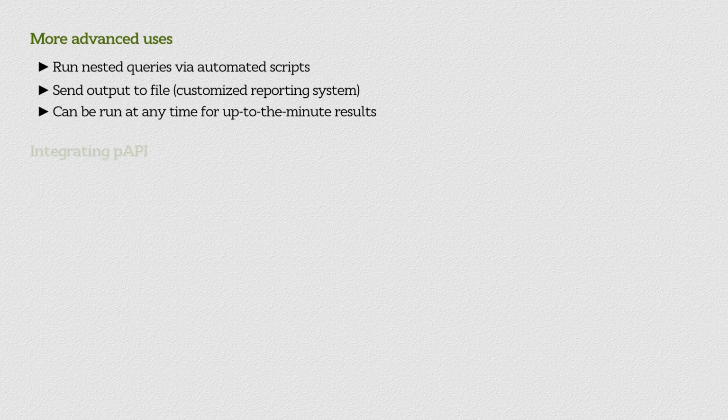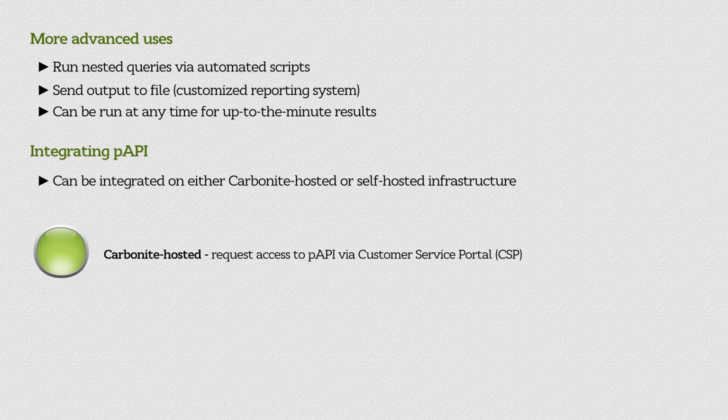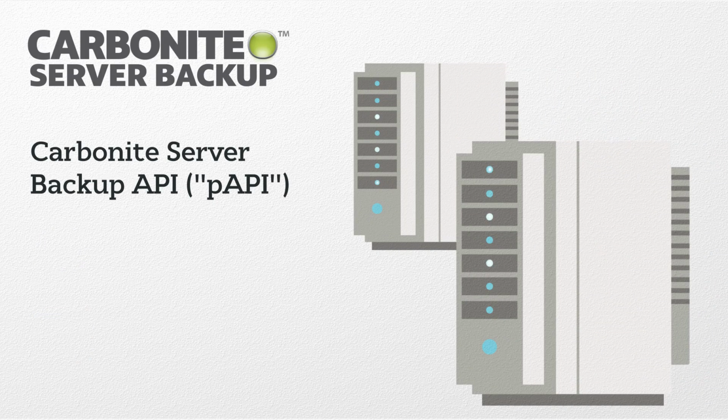You can integrate pAPI into your environment whether your CSB infrastructure is hosted by Carbonite or on your own equipment. If you're hosted on the Carbonite Cloud, you can request access to pAPI via your customer service portal. If you're on your own equipment, we have a detailed guide for installing and integrating pAPI into your own infrastructure. That guide, along with tons of other information on pAPI, including the installation prerequisites, access token generation process, and much more, can be found in our online knowledge base. Just search for Carbonite Server Backup API to get started.